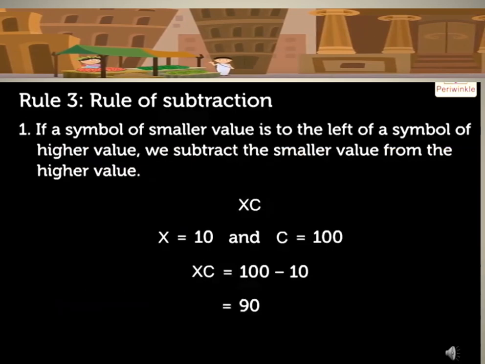Rule number 3. Rule of subtraction. If a symbol of smaller value is to the left of a symbol of the higher value, we subtract the smaller value from the higher value. For example, let us take the number XC, where X has a value of 10 and C has a value of 100. So XC will be 100 minus 10, which is equal to 90.